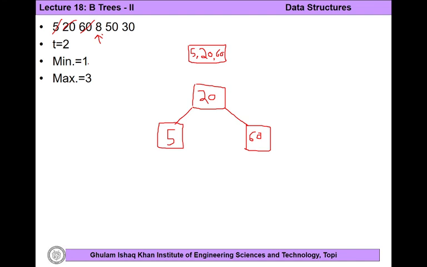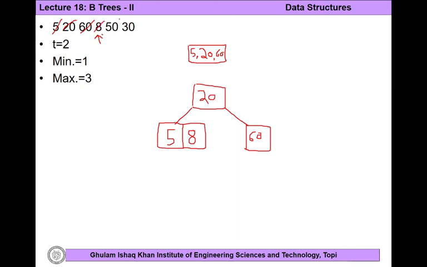Now if you see here, the lower bound, which is 1 key, is satisfied in each and every node. Now I insert 8, just like in a binary search tree. 8 is less than 20, so I will go to the left. In this node there is space available, so I will place the 8 in proper order. 8 is greater than 5, so I put it after 5, right? So 8 is placed as well.